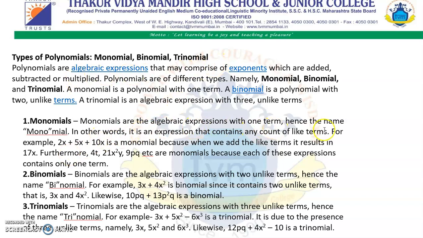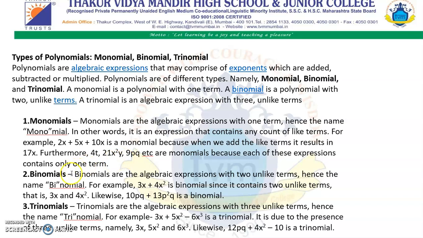Monomials are algebraic expressions with one term, hence the name monomial. In other words, it is an expression that contains any count of like terms. For example, 2x plus 5x plus 10x is a monomial because when we add the like terms, it results in 17x. Furthermore, 4t, 21x square y, 9pq etc. are monomials because each of these expressions contain only one term.